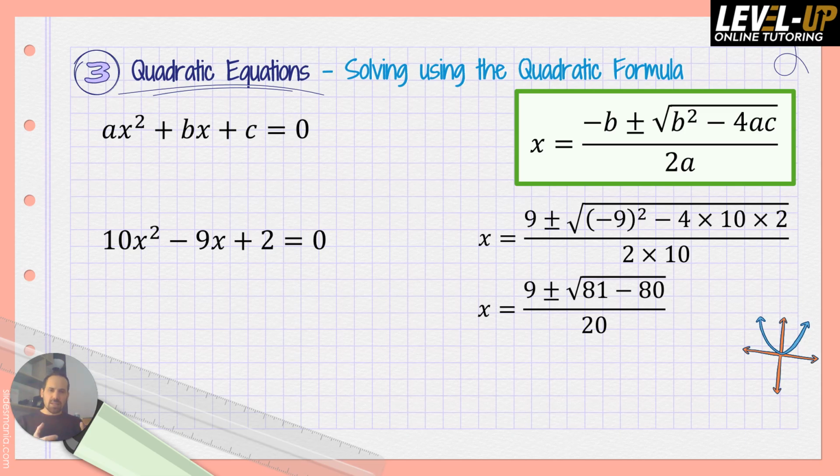If we simplify that, you just have to use your rules of BIDMAS to calculate this out. Be very careful. It's easy to lose marks here because there's a big calculation. You're going to get 1/20th of 9 plus or minus 1, because 81 minus 80 gives 1, and the square root of 1 is plus or minus 1. So we get 10 over 20, or a half, or we get 8 over 20, which is 2/5.